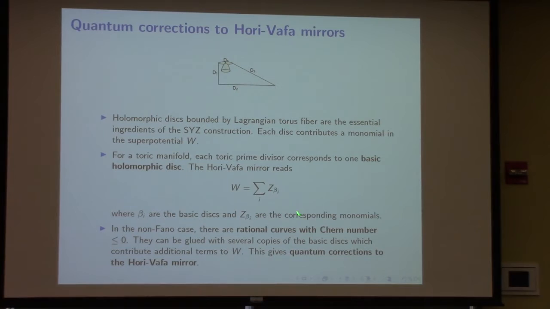So this is a very nice geometric interpretation. In a non-Fano case, there are rational curves with Chern numbers non-positive. And they bubble off with several copies of the basic disk, which contribute extra terms to W. So this gives quantum corrections to the Hori-Vafa mirror, which is useful to know.